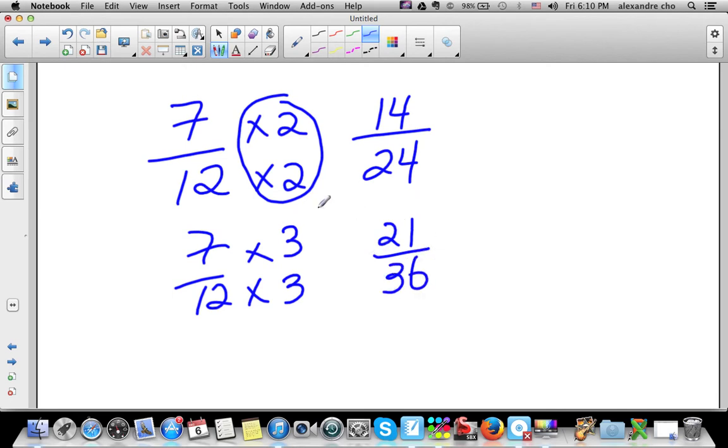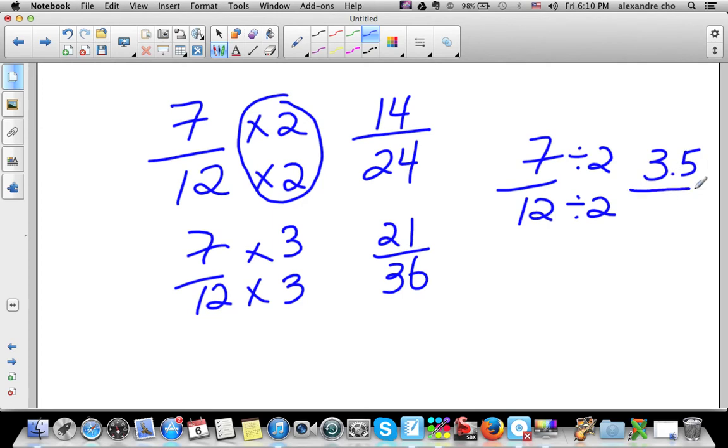I also said you could go lower. You don't necessarily have to always increase. What if you made it smaller? Well, divide by 2. Divide by 2, and you get 3.5/6. That's fine. Just because of a decimal doesn't mean it's wrong. It doesn't look pretty, but nevertheless, it's still a proportion. Both top and bottom were cut in half. So that's that for that one.